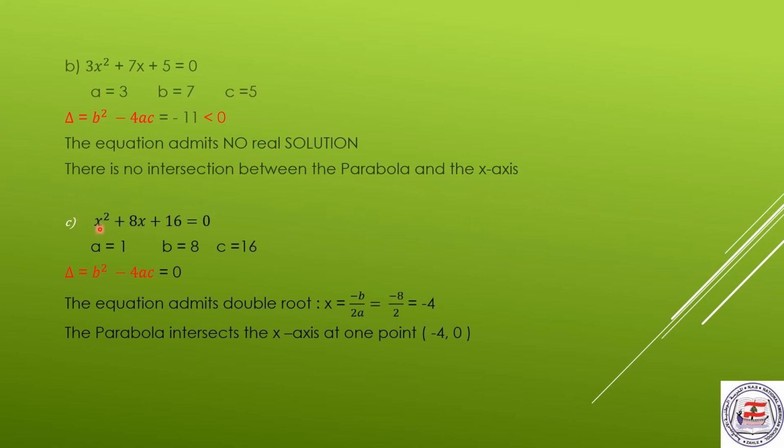In part C, for the equation x squared plus 8x plus 16 is equal to 0, a is equal to 1, b is 8, and c is 16. By calculating the discriminant delta, we get delta equal to 0. So we can deduce that the equation admits a double root or one intersecting solution with the coordinate x equal to minus b over 2a, which gives minus 4. And we can say that the parabola intersects the x-axis at one point of coordinates (minus 4, 0).